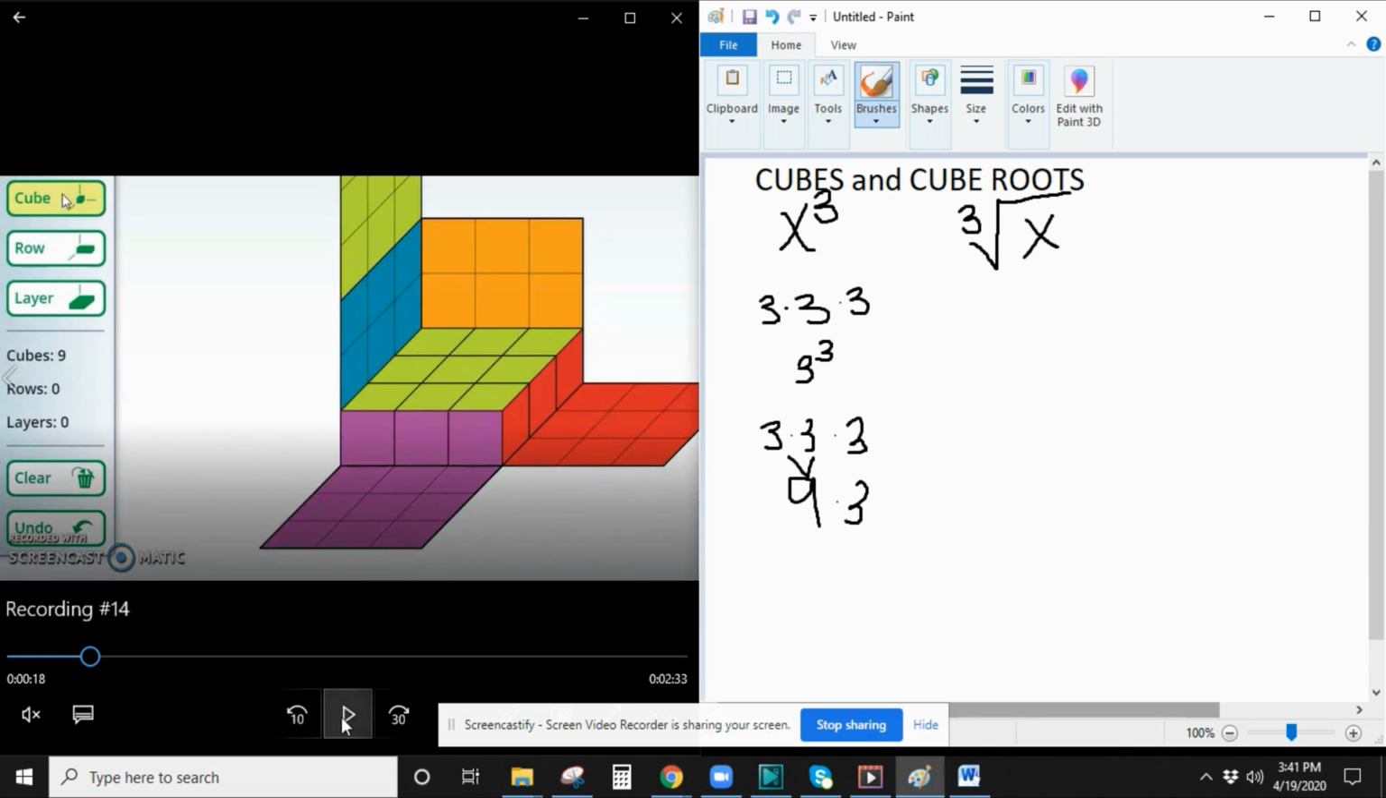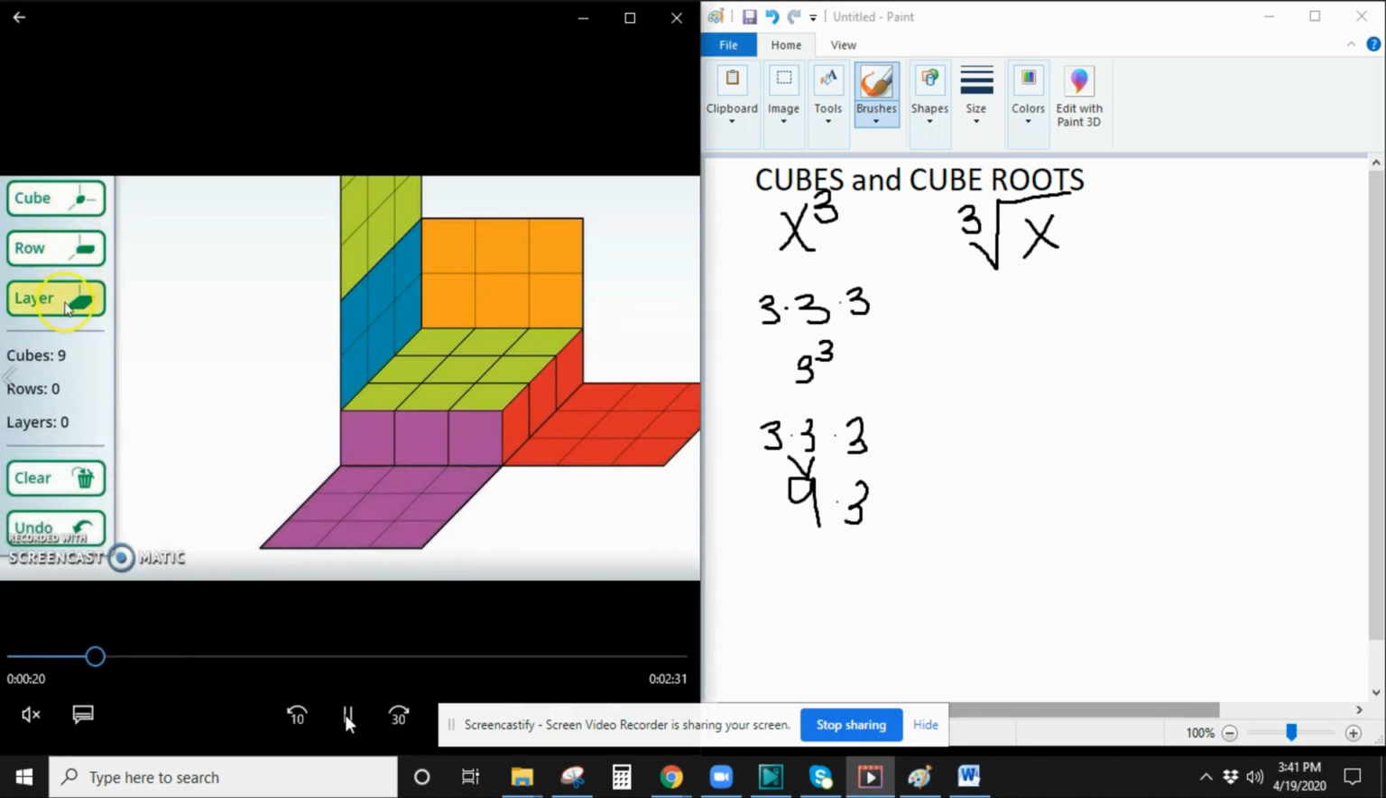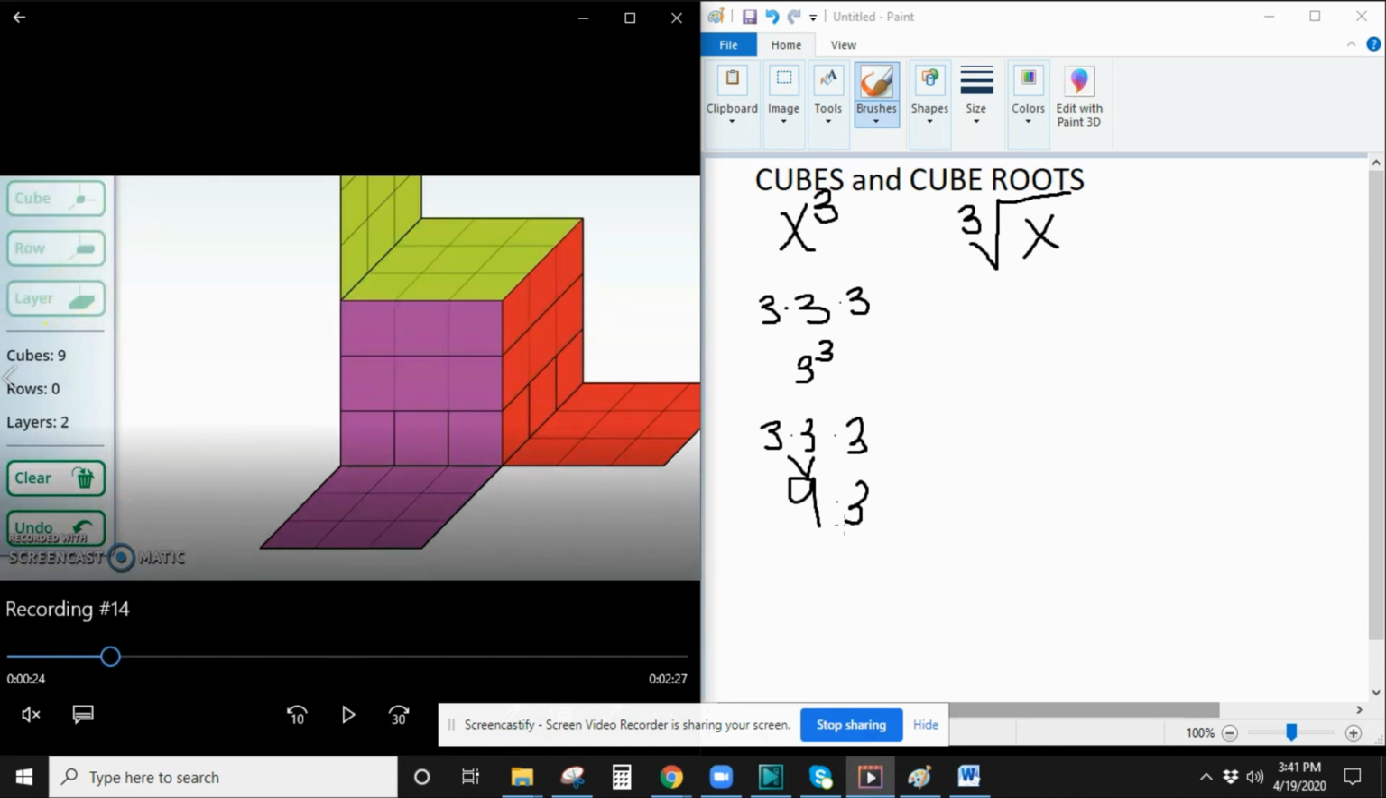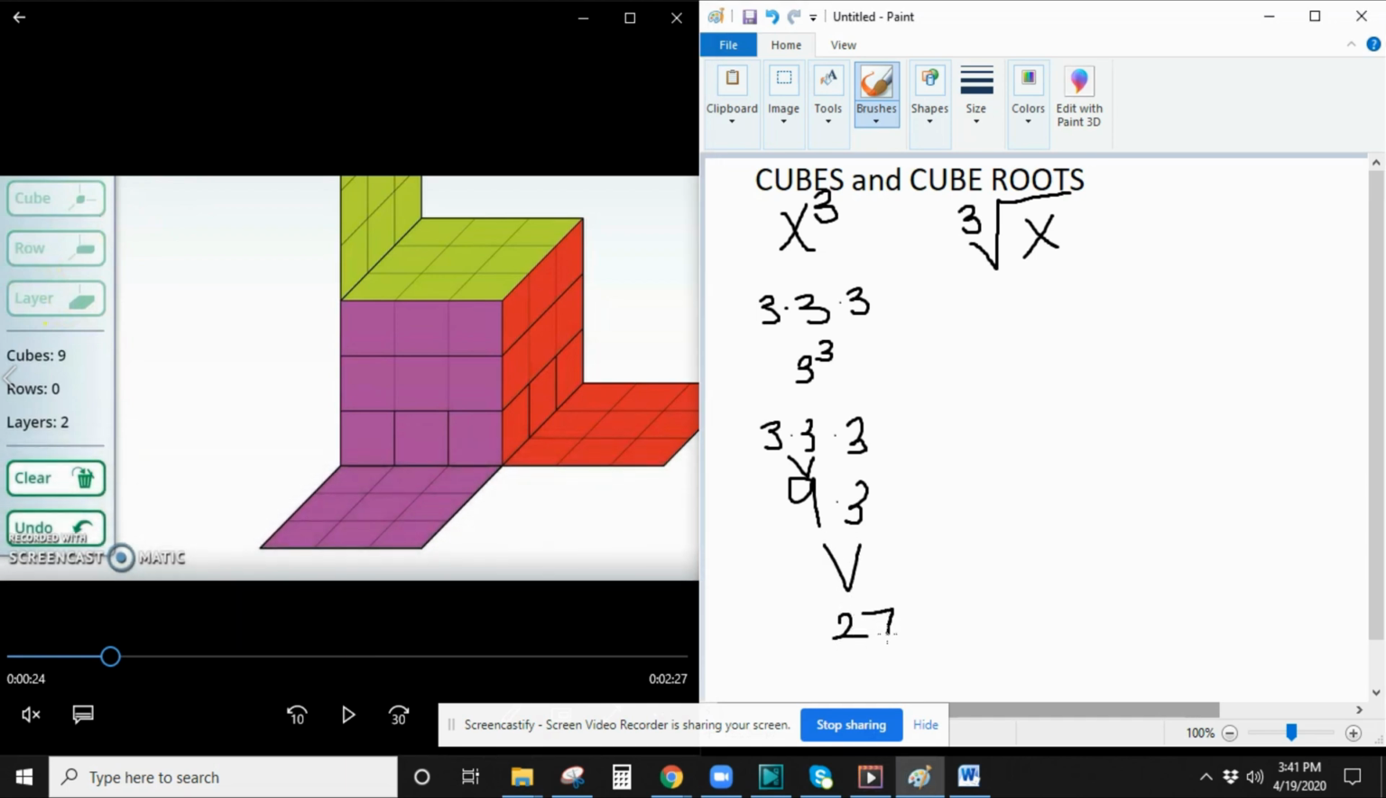What does that mean for my cube? We have 9, 9, and 9. So in total, we have 9 times 3, which is 27. That is what we mean by cubes. So we have 27 cubic units.